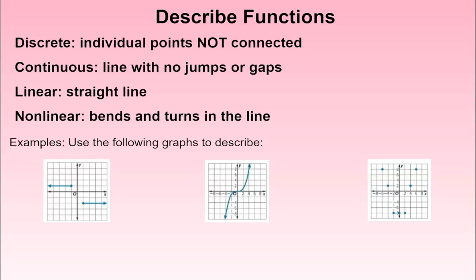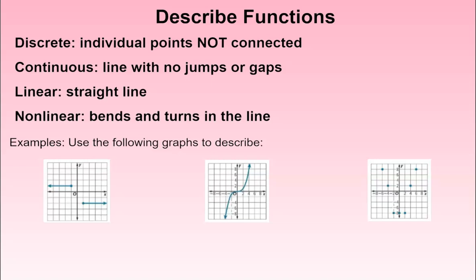This lesson, we're going to look at linearity and continuity when looking at functions. So we can describe the linearity and the continuity of these functions by a few terms. The first term is discrete. A discrete function means that you have individual points that are not connected. They don't have to be in any specific order. It just means they're not connected. So just random dots on a coordinate plane.